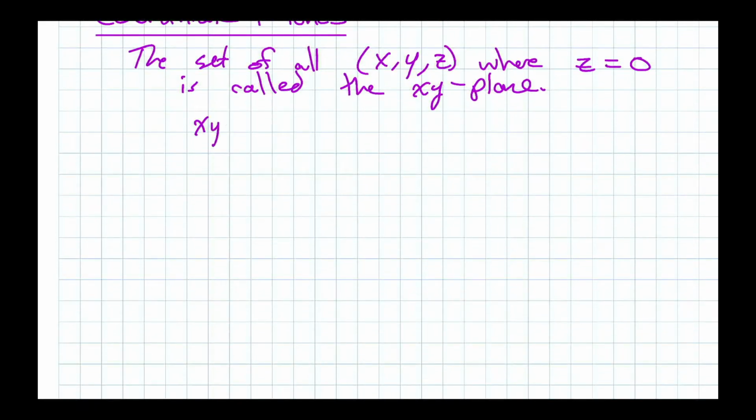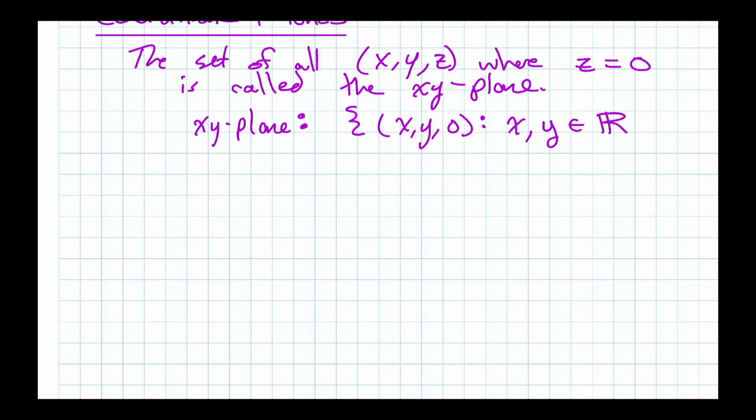And so you would refer to it this way. You would say the xy plane. If you wanted to write it out in set builder's notation, you could say x, y, z, where z equals 0, but you could just say it's the set of all x, comma, y, comma, 0. You can just put in a 0 for z, such that x and y are real numbers. That's the xy plane.